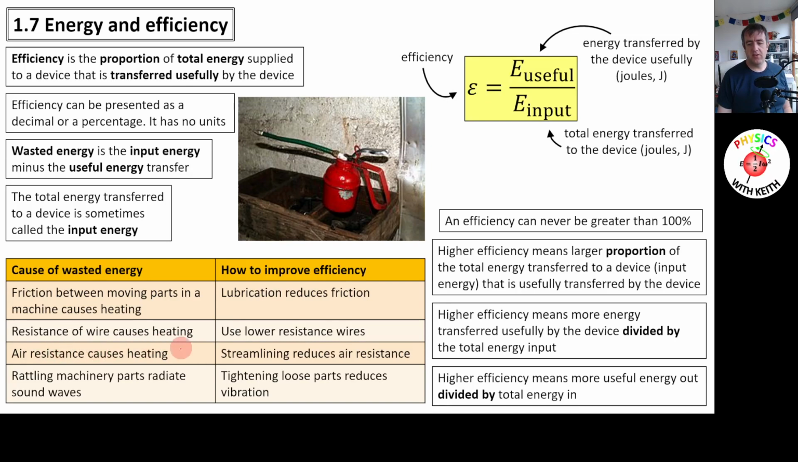Air resistance. Air resistance causes heating. How do we reduce air resistance? We streamline any vehicles moving through the air. And there's rattling parts, radiating sound waves. Radiating means giving out. Radiating out those sound waves is going to be transferring energy to the surroundings. So what do we do to stop that happening? We tighten up the loose parts to reduce the vibration, reduce the rattling, and improve the efficiency of our machine.